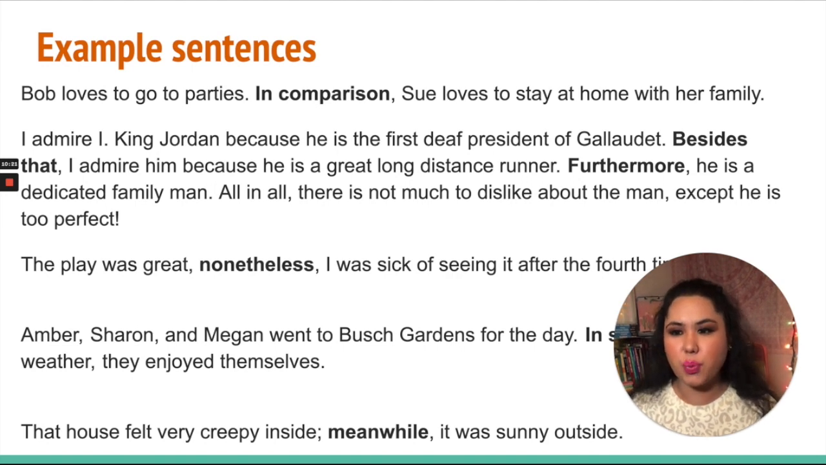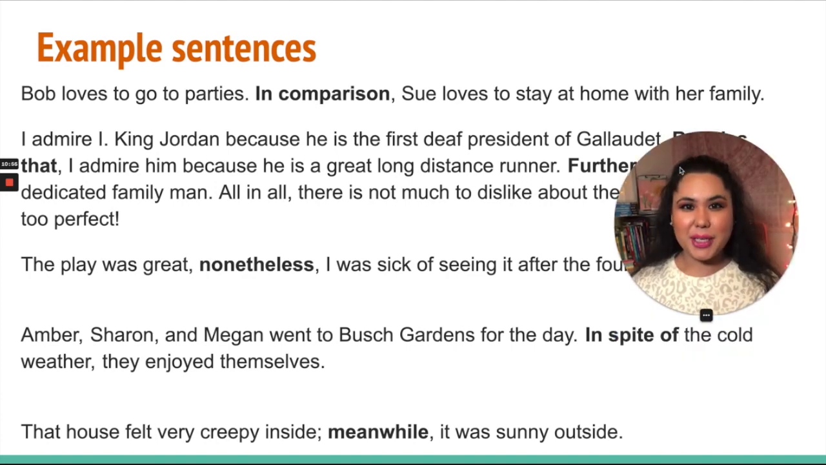So let's look at the third one. The play was great. Nonetheless, I was sick of seeing it after the fourth time. This is a contrast or a reason. So it was great, but I was sick of seeing it for the fourth time. Nonetheless sounds a little bit more formal, a little more educated. It just gives another flair for your essay.